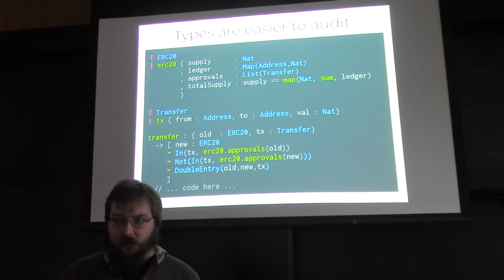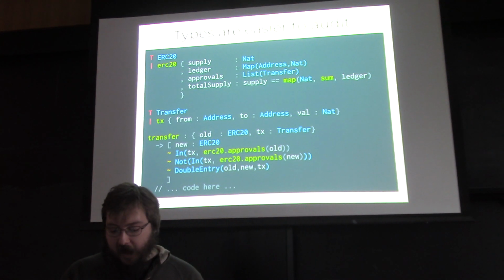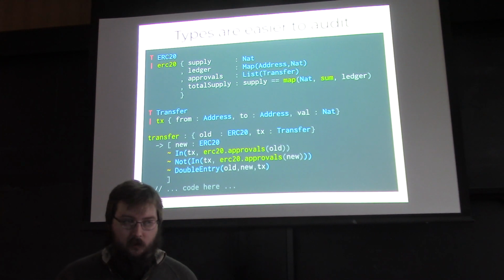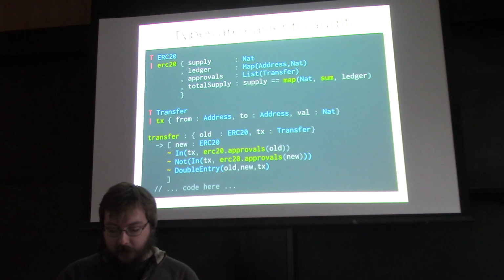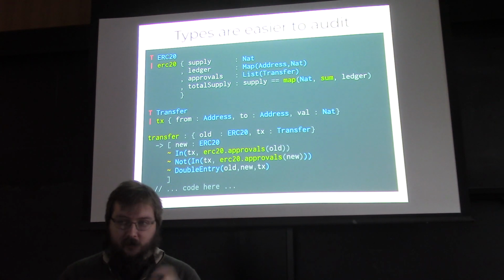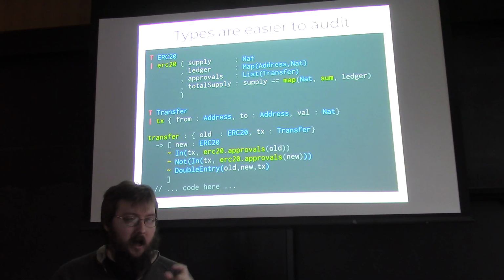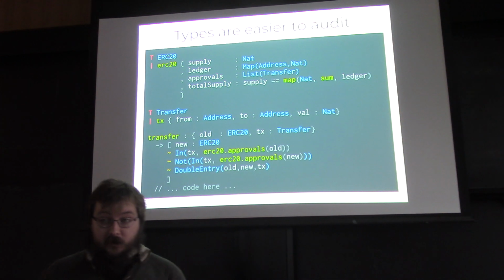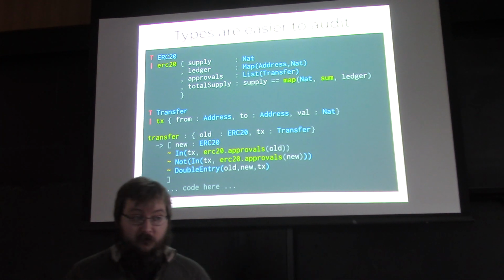ERC20 is the most common Ethereum smart contract, and the implementations of it go hundreds of lines long. Here we have one function from ERC20, which is called transfer, and we have some types that provide some guarantees on the correctness of that function. It's actually really important because millions of dollars have been lost to incorrect implementations of transfer.